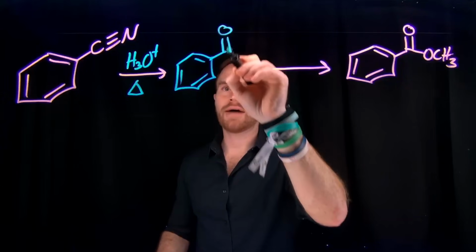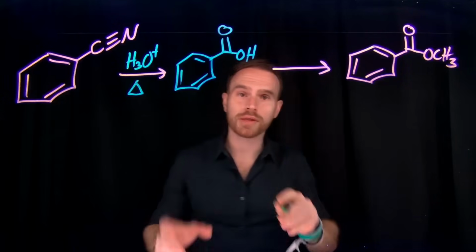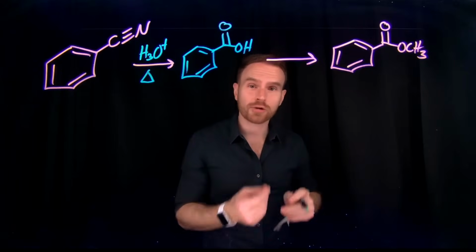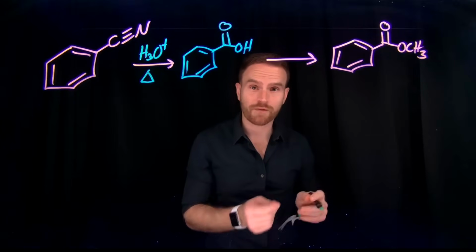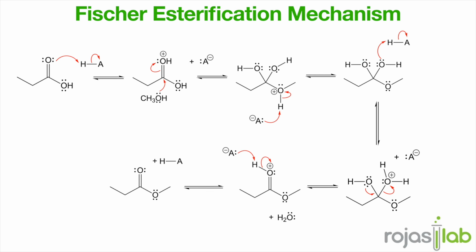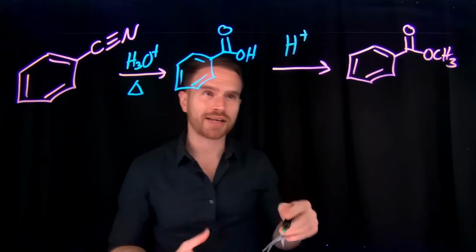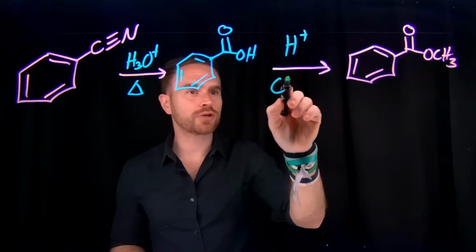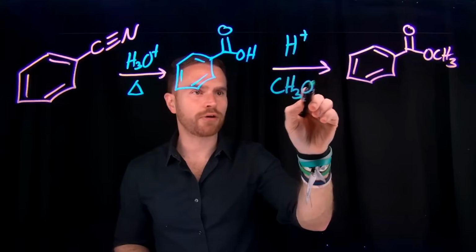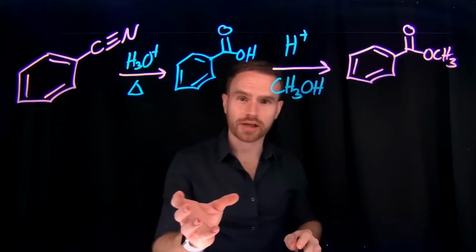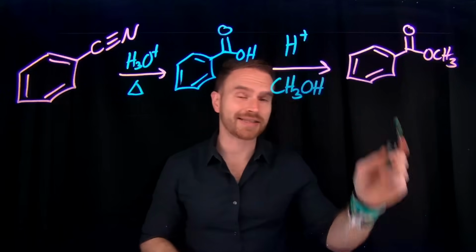So now we'll have our carboxylic acid, and then we're only one step away to this ester. And the most common way to do this is what's known as Fischer esterification. Here is the mechanism in case you've never seen Fischer esterification before. But in this reaction, we're using an acid, which I'll just write as H+, and then we'll introduce an alcohol, like methanol for example, in order to complete this transformation and turn our carboxylic acid into that ester.